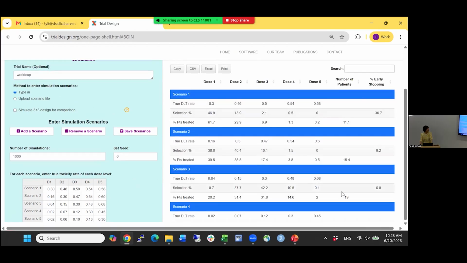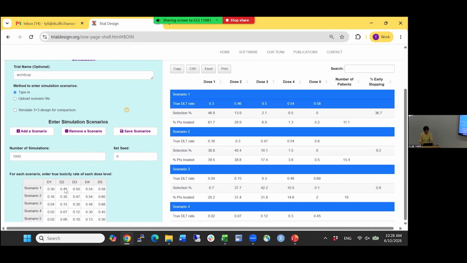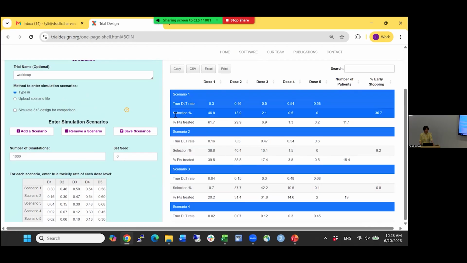So here are all our simulations. Each block is the result corresponding to each scenario. We take scenario 1 as an example. In this block, the true DLT rate, that's all the rates we put in previously, is put here. So dose 1 has this 30%. It is our true DLT rate. Then it gives us the selection probability. That's the probability of which dose is more likely to be selected as the MTD. We can see in this design, we have 47% probability to select dose 1, which is our true DLT.